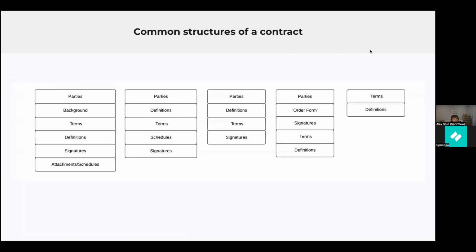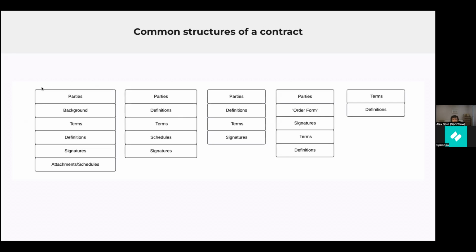contract structures. So how do you put all of these different elements together? I just talked about parties. I talked about terms, definitions, signatures, schedules. The answer is there's no one way to assemble an agreement. But when you look at a document, there are conventions in terms of where all these things live in a contract.